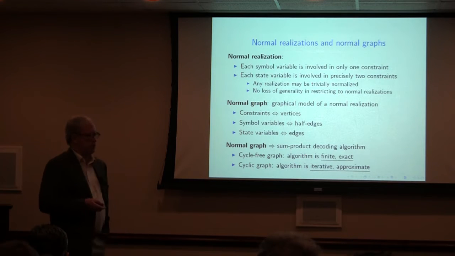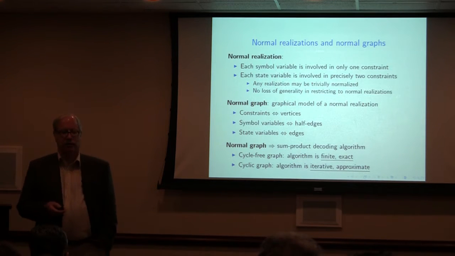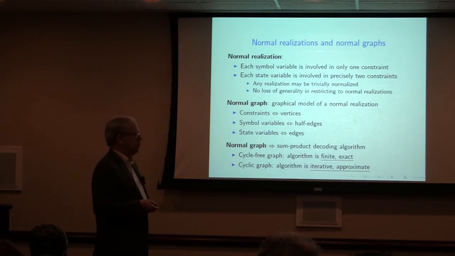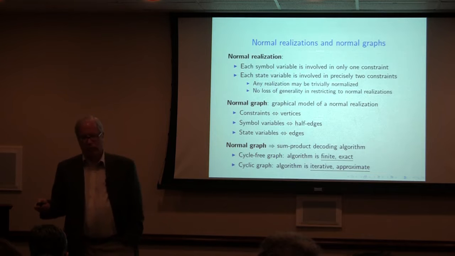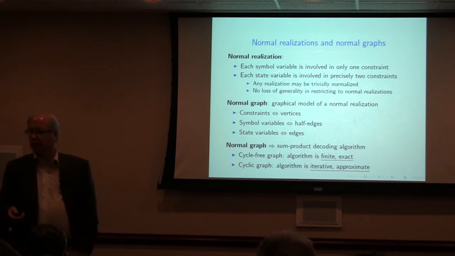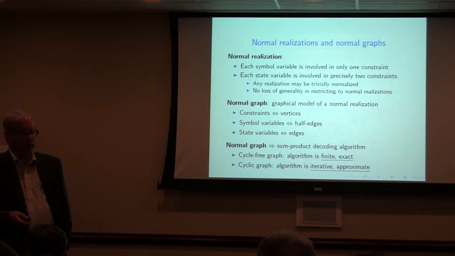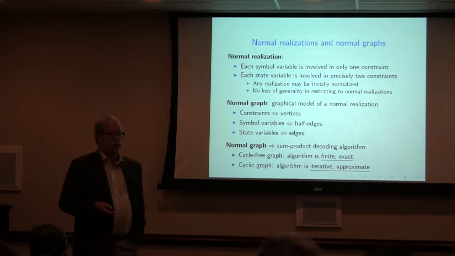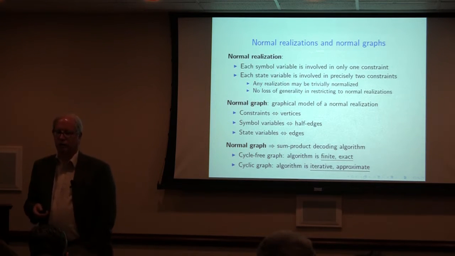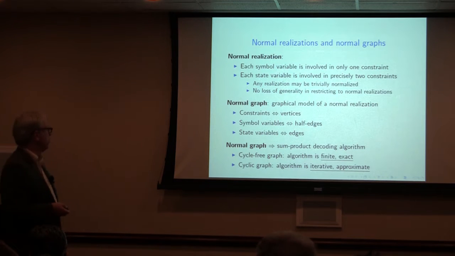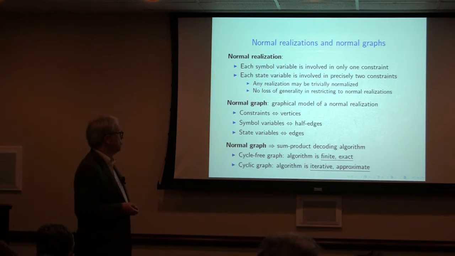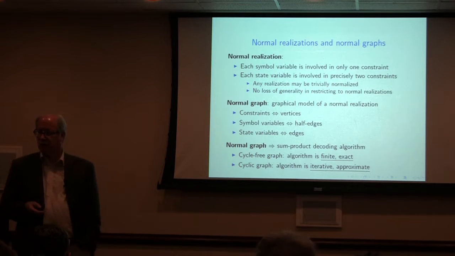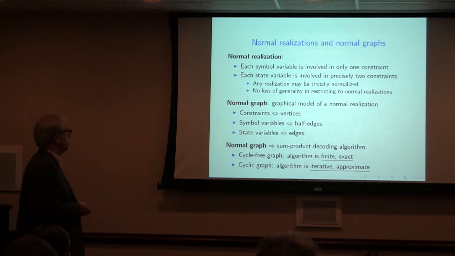Now that seems strict, but in fact it's a 2-line proof to show that any realization, starting from any realization, I can normalize it just by inserting equality constraints, trivially. And it doesn't change the structure of the graph I'm talking about in any essential way. So there's really no loss of generality if we make this restriction. We're only going to talk about normal realizations, namely realizations satisfying these 2 properties.